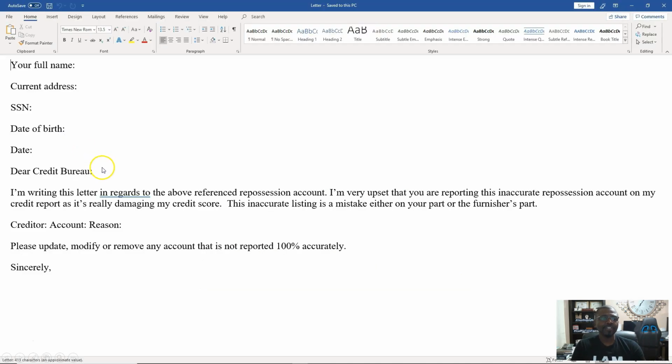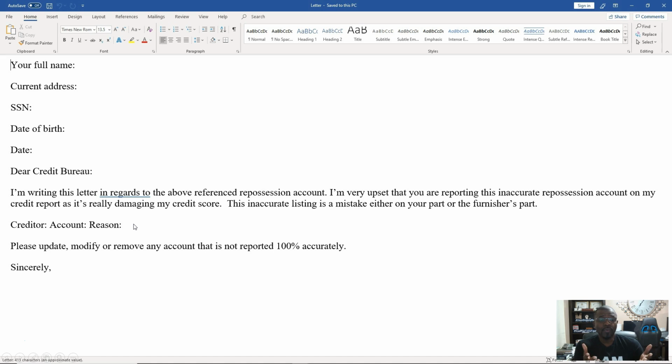All right. So let's take a look at a letter, a repo letter that you would send to the credit bureau. Dear Credit Bureau, I'm writing this letter in regards to the above referenced repossession account. I'm very upset that you are reporting this inaccurate repossession account on my credit report, as it's really damaging my credit score. The inaccurate listing is a mistake either on your part or the furnisher's part, right? And then this is where you list all the inconsistencies. And I'm giving you the rights right now. You can have this letter.